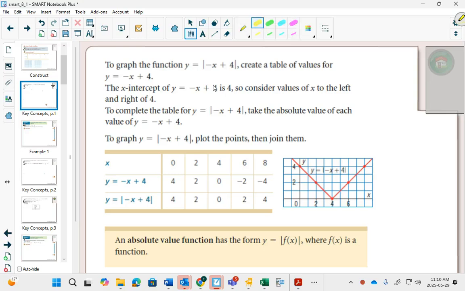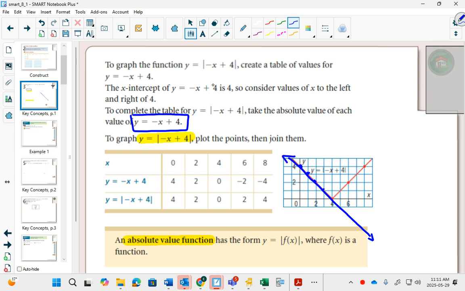One of the things that we're going to look at today is graphing absolute value functions. If you wanted to graph y equals the absolute value of negative x plus 4, one of the things you could do is first graph what's inside. What is inside is just negative x plus 4. You know how to graph that. That's just y equals mx plus b. It would have a y-intercept of 4, a slope of negative 1, and it would keep on going down like this. That's negative x plus 4.